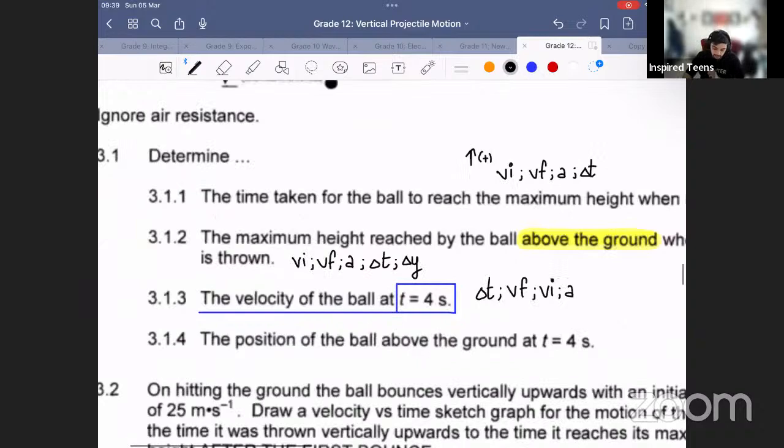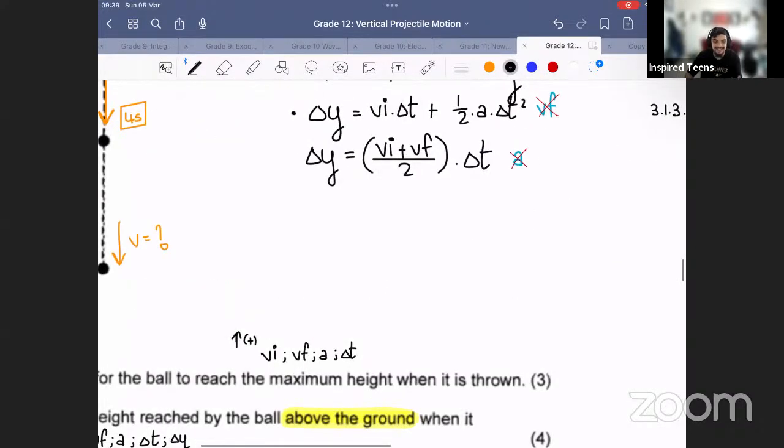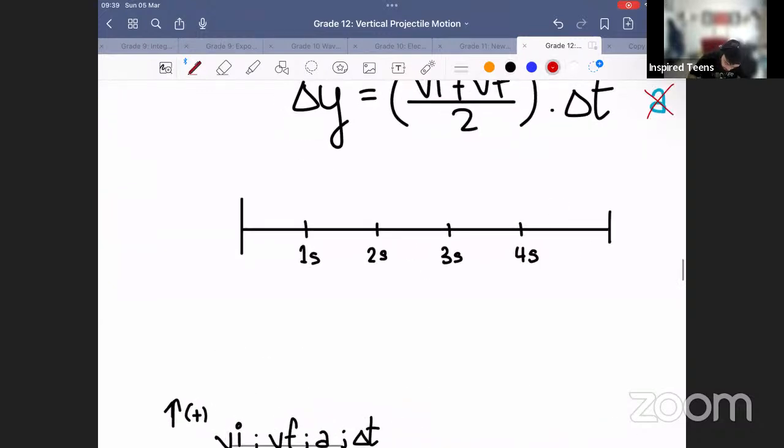There is something very important that you guys need to understand in this section. We deal with something called a time frame. When they say t is equal to 4 seconds, it's like on a number line. So here's the first second, the second second, the third second, and the 4th second. The initial onset of the ball was here at t is equal to 0.